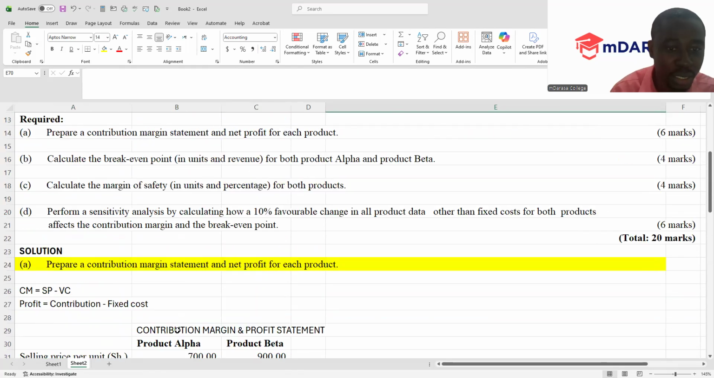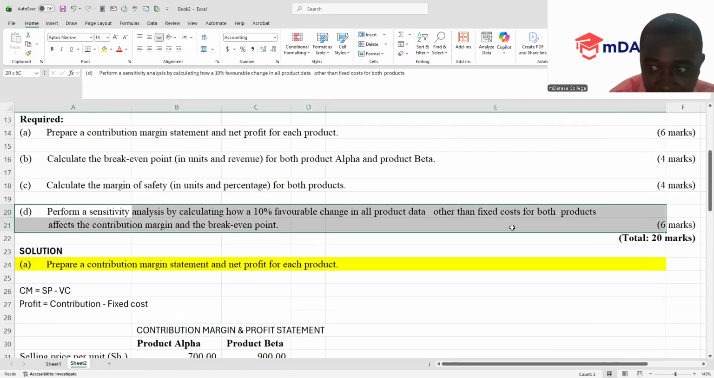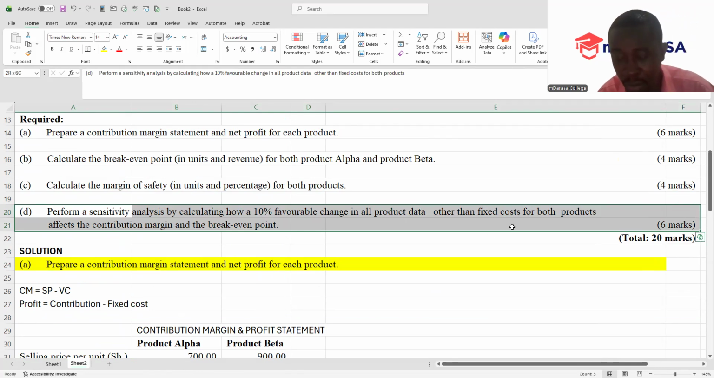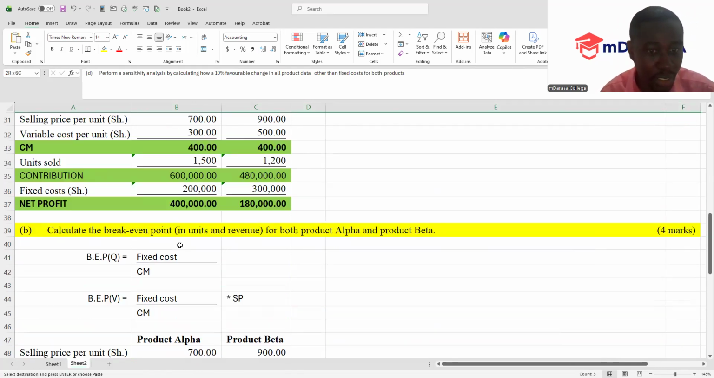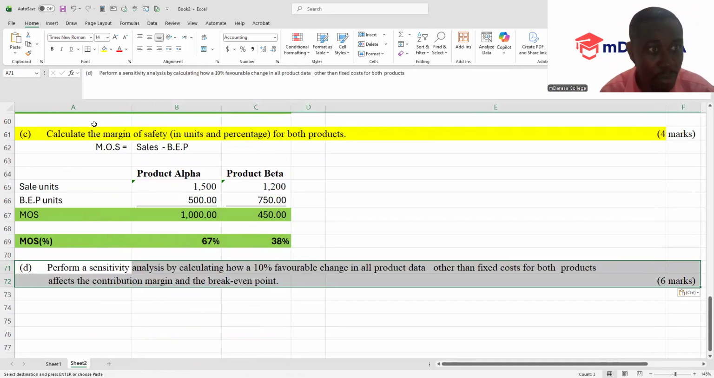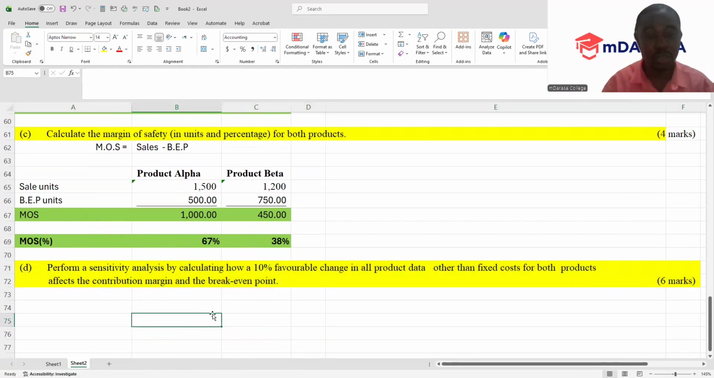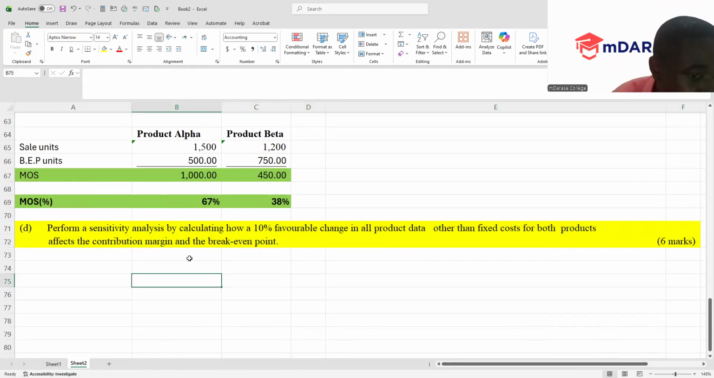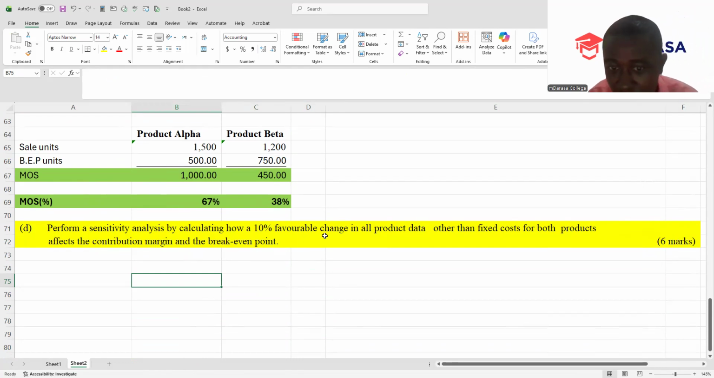What are we asked? The other part, you are told to, of course, perform a sensitivity analysis here. See? Perform a sensitivity analysis. So these are what you're required to have. Perform a sensitivity analysis by calculating how a 10% variable change in all product data other than fixed cost for both products affects the contribution margin and the break-even point.